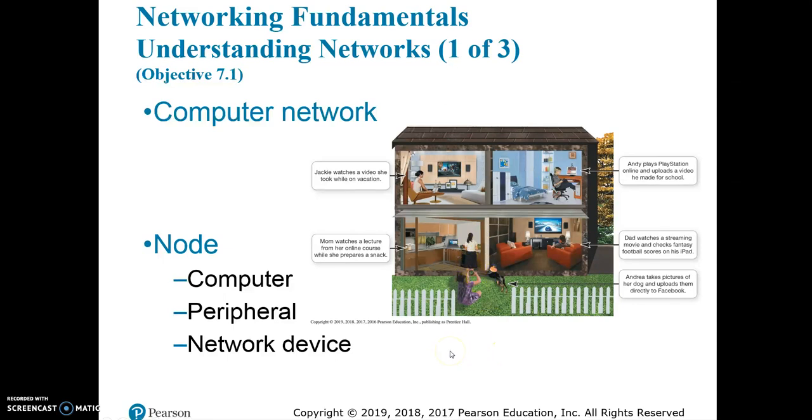So anyway, the point of that picture is that everyone represented there is basically a node in this household network. They're all using the network. I imagine their network is probably relatively slow, especially if they live in Vegas, where your max speed is topping out at 12 megabits per second. Gosh, I sound grumpy today, don't I? I apologize for that. So anyway, computer networks and nodes.